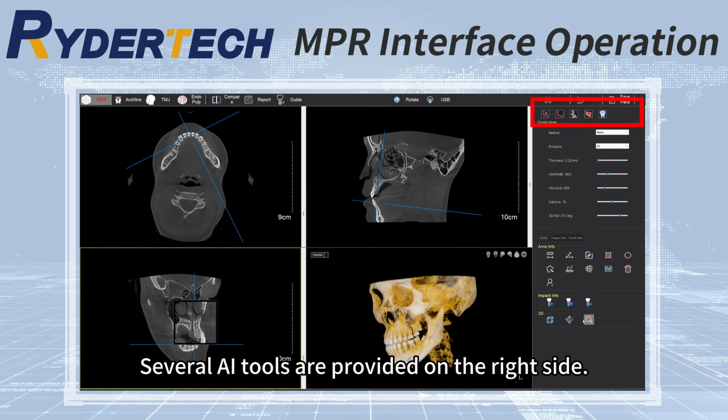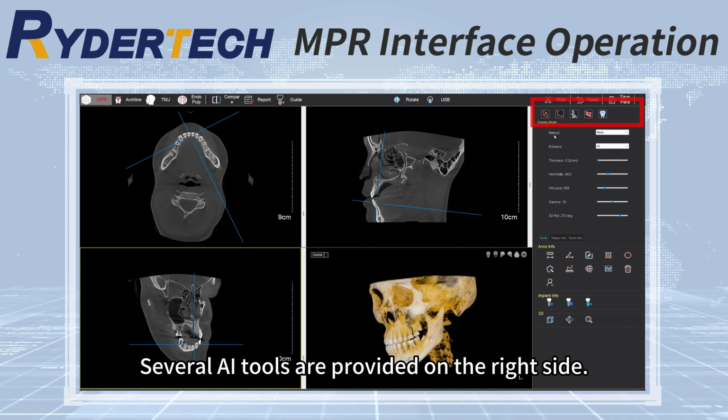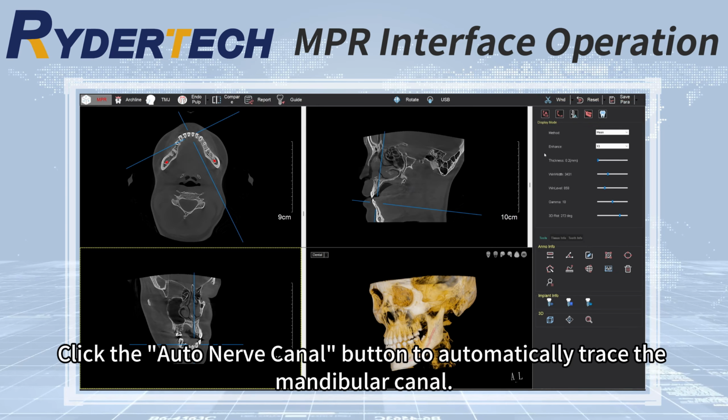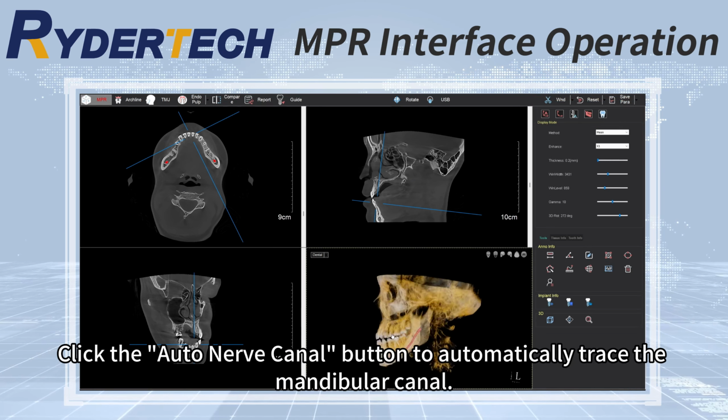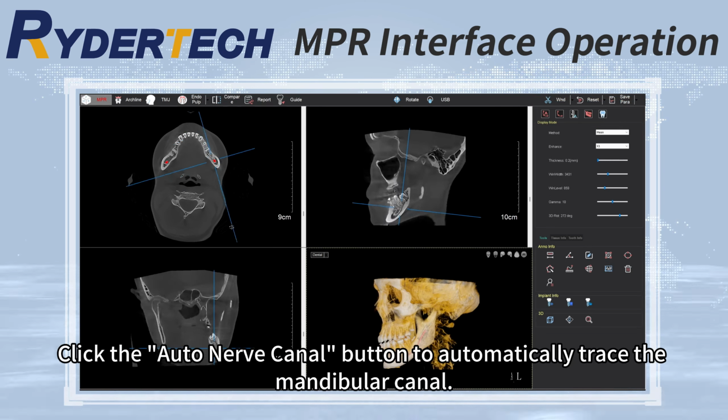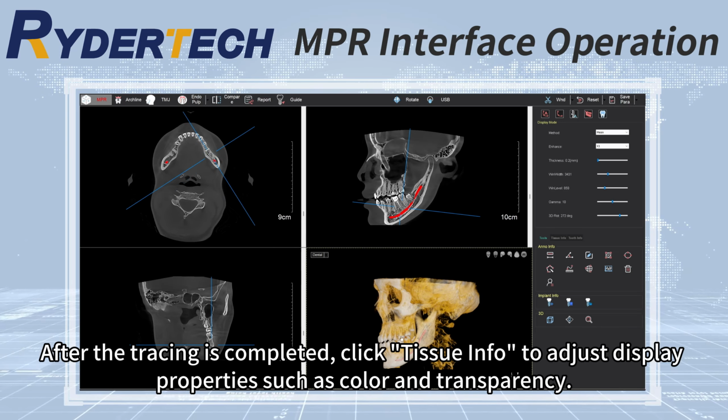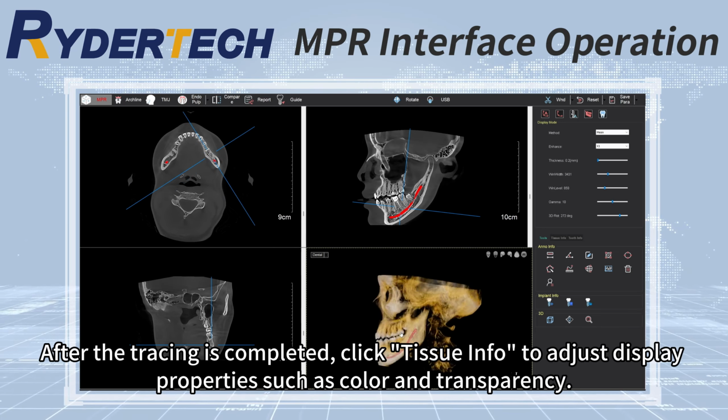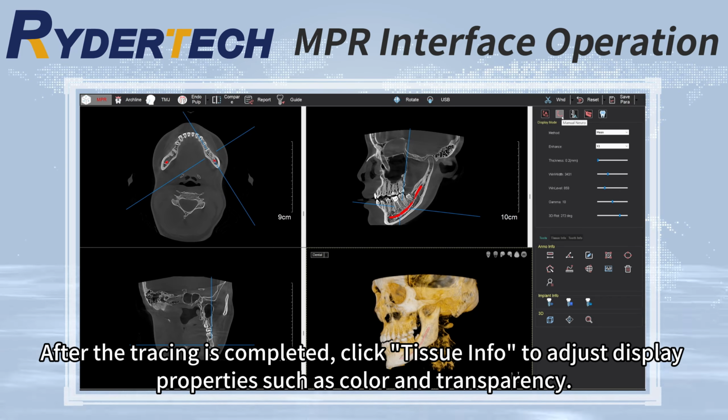Several AI tools are provided on the right side. Click the Auto Nerve Canal button to automatically trace the mandibular canal. After the tracing is completed, click Tissue Info to adjust display properties such as color and transparency.